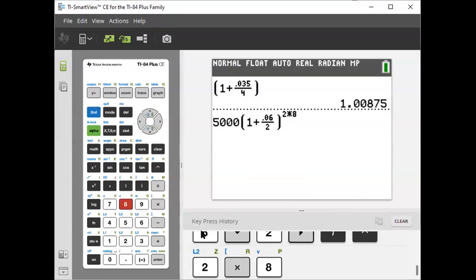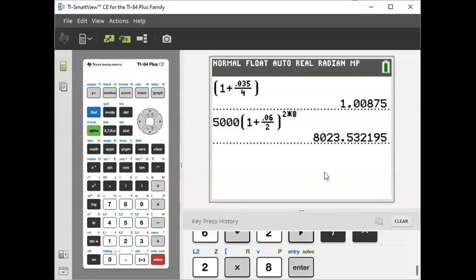This question does ask you to round this to the nearest cent. So we would go ahead and put that in, and the answer is $8,023.53.